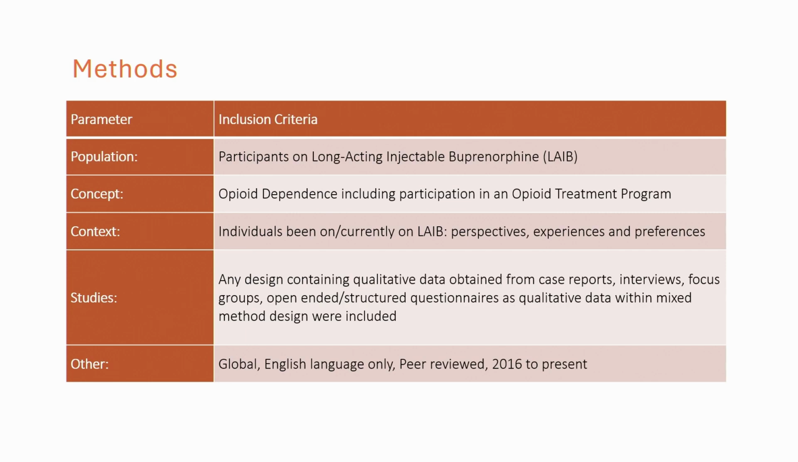So for the methods, we were guided by Arksey, Jones, Peters and others, and Long, who helped us, who have already started and know how to do scoping reviews. We started with the inclusion criteria, which is basically a PICO framework derivative, and we looked at the population, which I've already said are participants on long-acting injectable buprenorphine, the concept being opioid dependence and being part of an opioid treatment program, and the context is being currently on or have been on LAIB, and what are the perspectives, experiences and preferences.